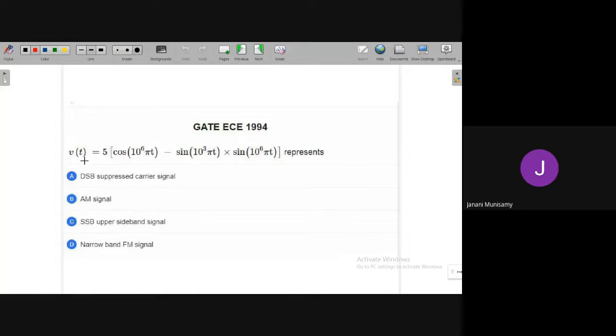They have given some expression. Okay, so now we want to identify what is the corresponding modulation technique.